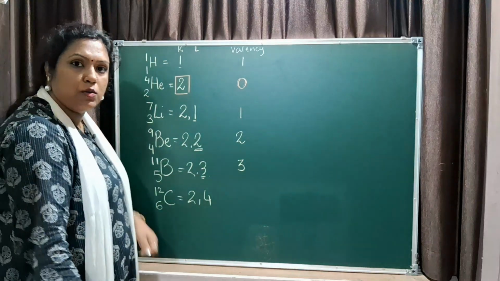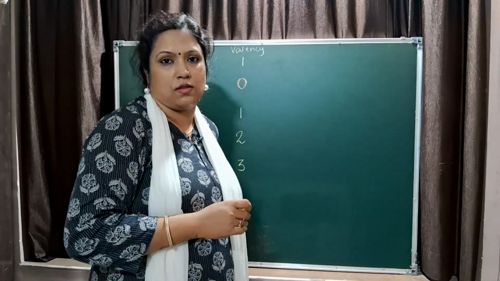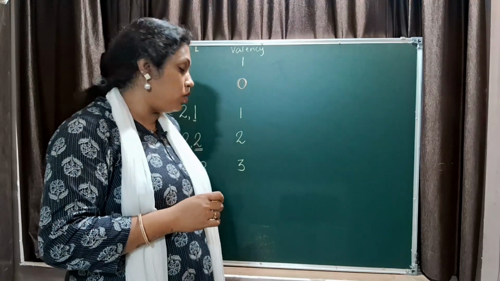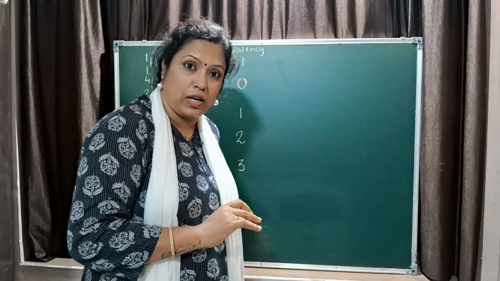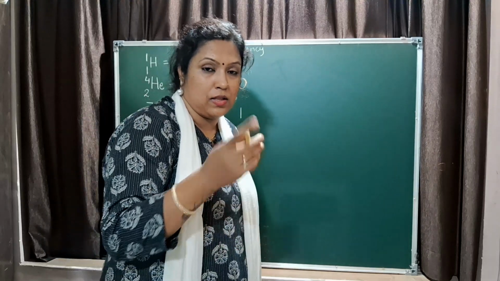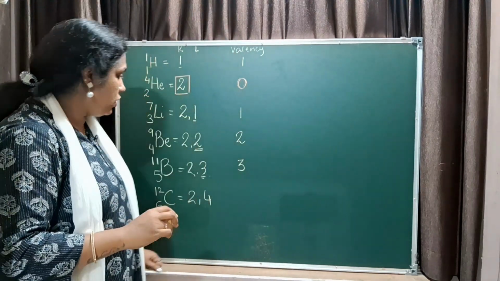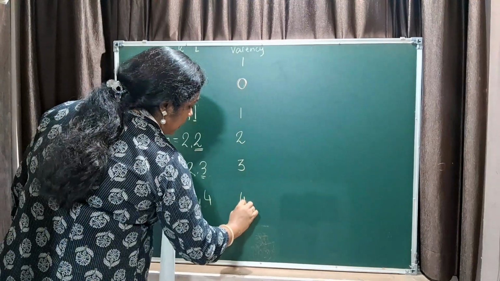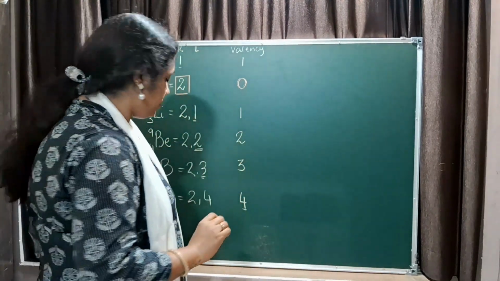4 electrons in the outermost orbit. So in order to be stable, carbon needs 4 more electrons, right? So carbon has a tendency to share electrons to complete its octet. It does not form ions. In the previous lecture we know that, right? So here the valency is 4. This is the maximum valency an atom can have, correct?